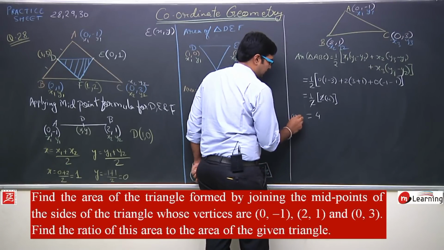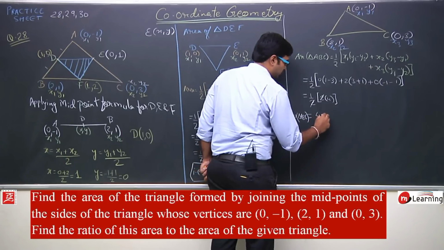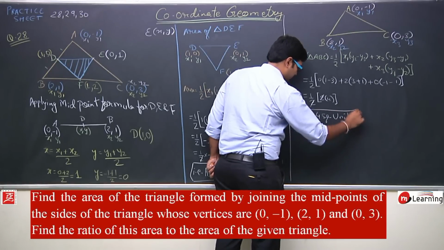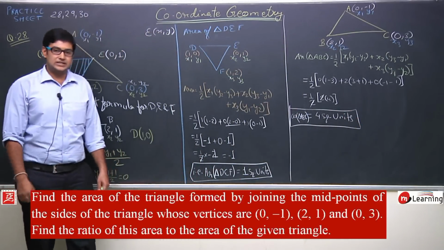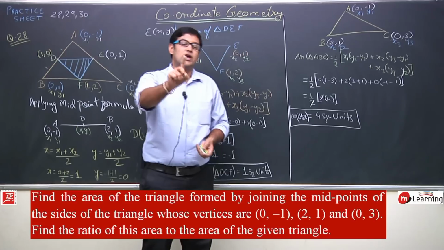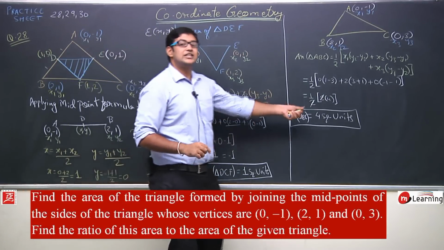So area of triangle ABC is equal to 4 square units. Okay, so area of triangle ABC is equal to what? It is 4 square units. Now what you need to calculate? You need to calculate the ratio of this area to this area.